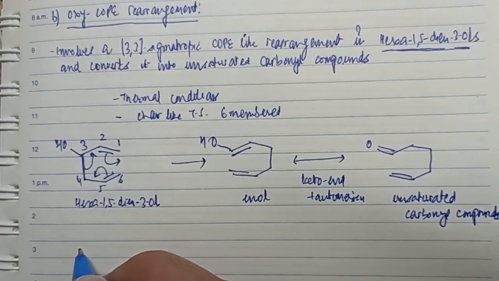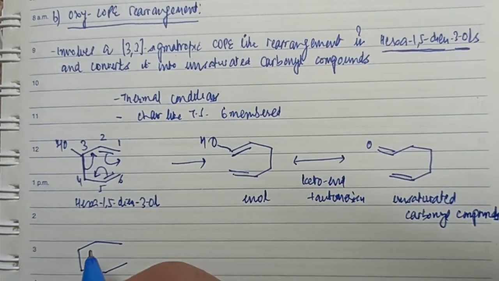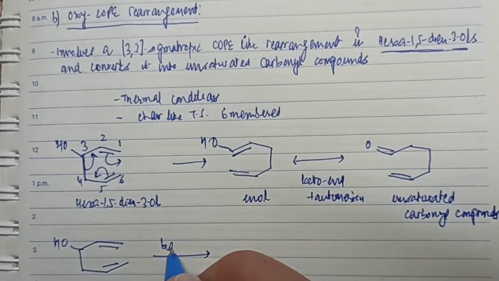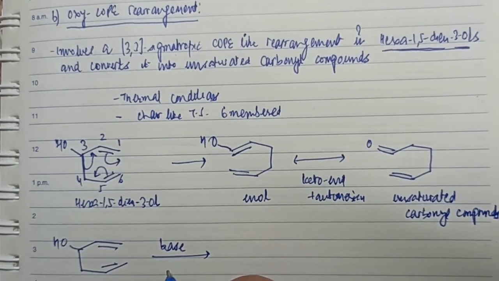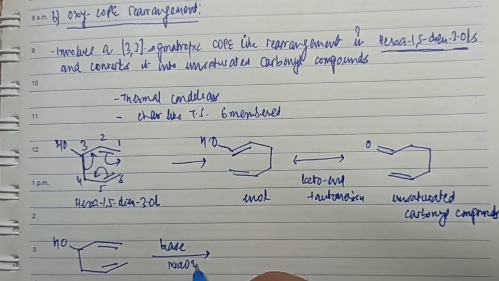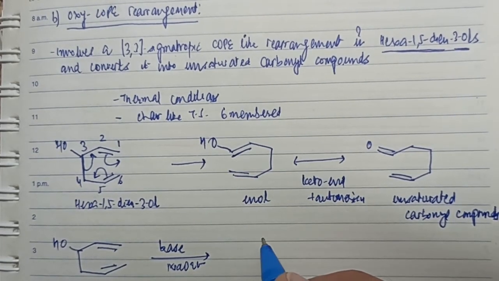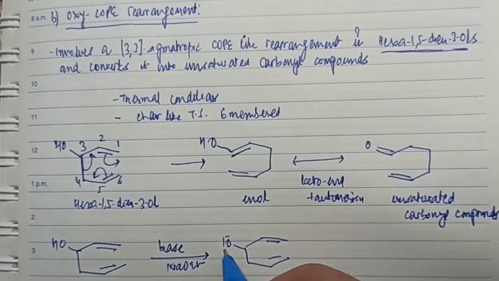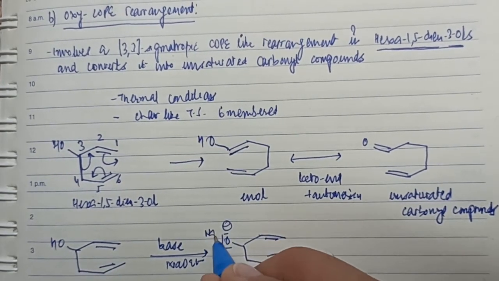Under base catalyzed conditions, this reaction is probably accelerated. If I do a similar reaction in the presence of a base, for example, let's say we take sodium ethoxide as the base in this particular case, then what will happen? I'll end up with the formation of the alkoxide ion here. The sodium alkoxide will be formed.